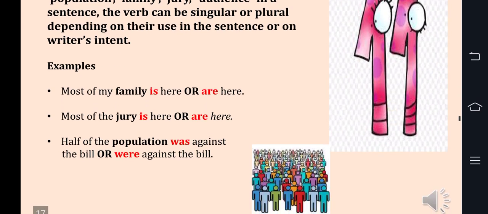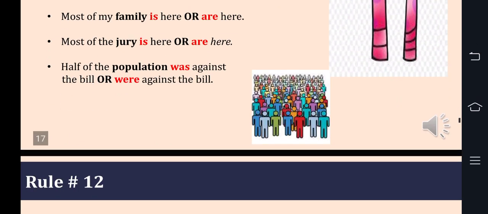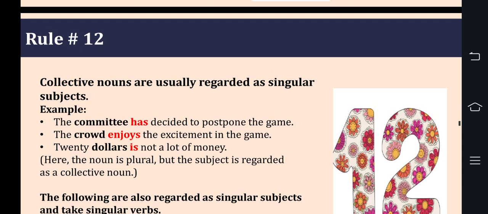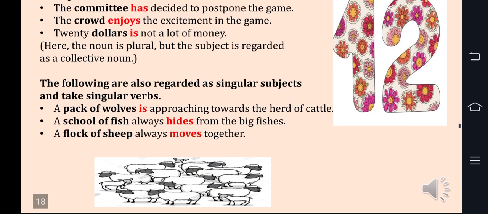Most of the jury is here or are here. Half of the population was against the bill or were against the bill. Rule number 12. Collective nouns are usually regarded as singular subjects. The committee has decided to postpone the game. The crowd enjoys the excitement in the game. $20 is not a lot of money.